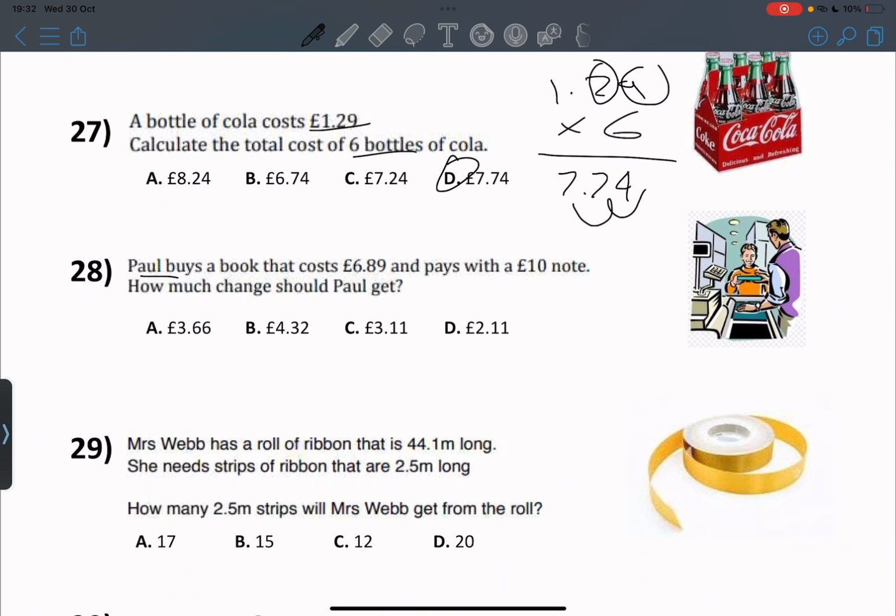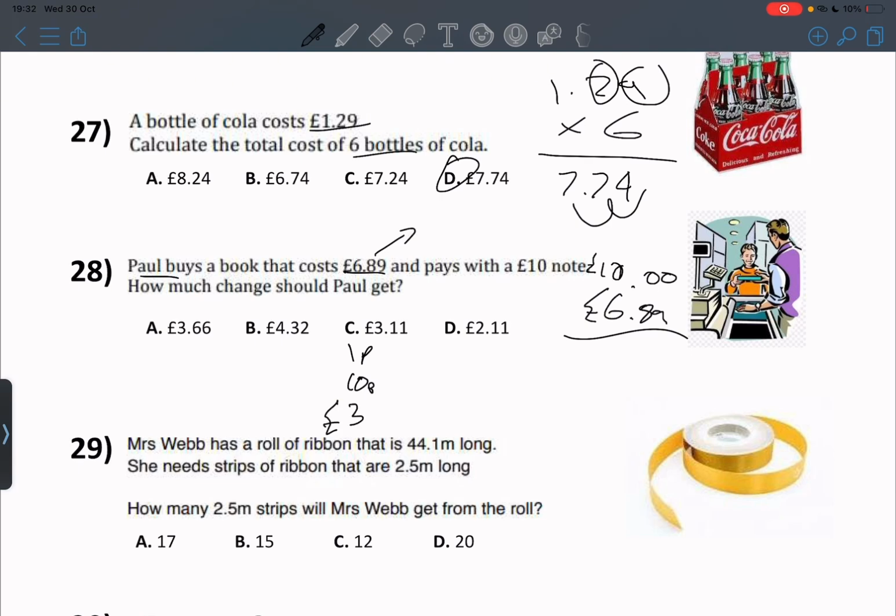Question 28. Paul buys a book which is £6.89 with a £10 note. How much change does he get? So you can subtract this. Again, when you're subtracting, you have to line up the decimal points. I like to subtract when I'm using money. I just like to count up from 6.89 until I get to 10. So if you follow me along with that, if I add 1p to it, that will get us to £6.90. If I add 10p to that, that'll get us to £7. And if I add £3 to that, that will get us to £10. And if you just add these all together, we've got £3.11, which is the difference.